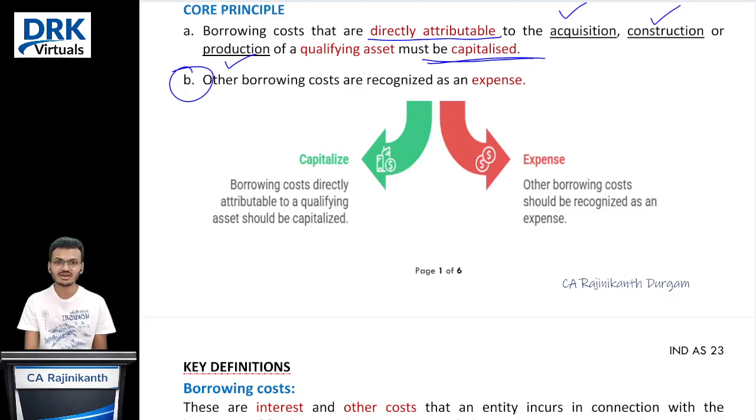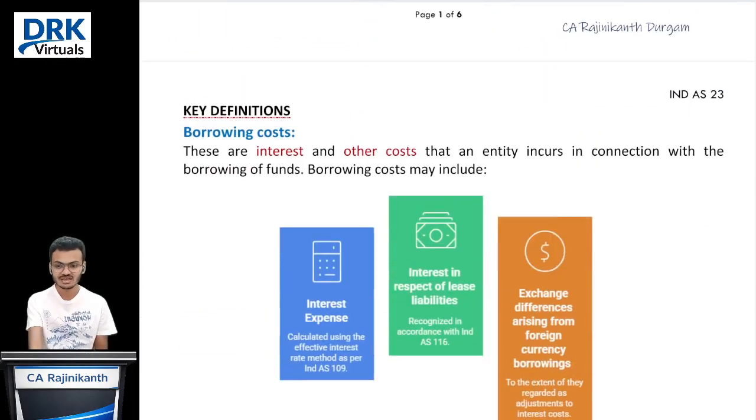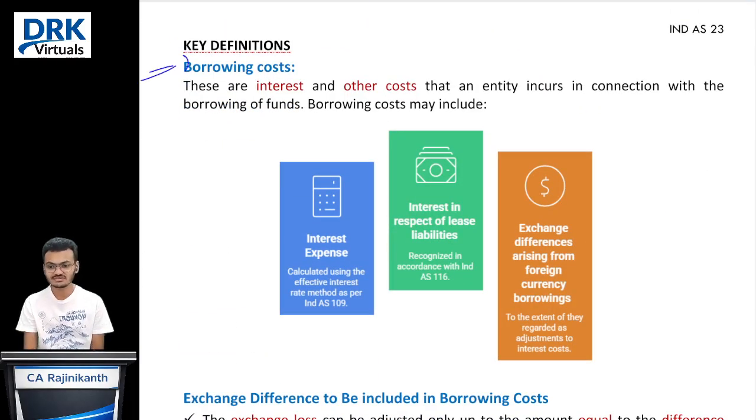In order to conclude whether borrowing costs can be capitalized or not, firstly we need to know what is borrowing cost and what is qualifying asset, correct? So let's discuss one by one. Firstly, borrowing cost means what?